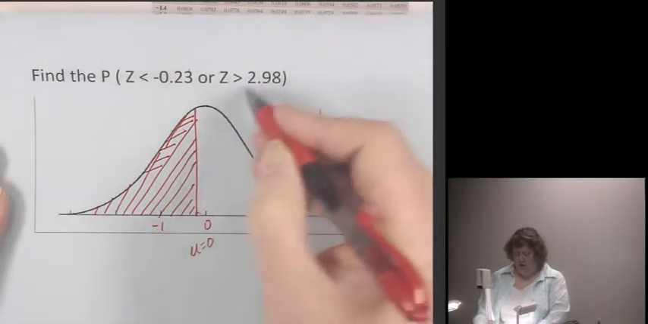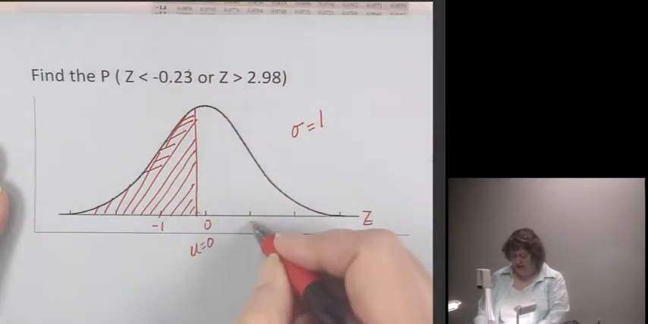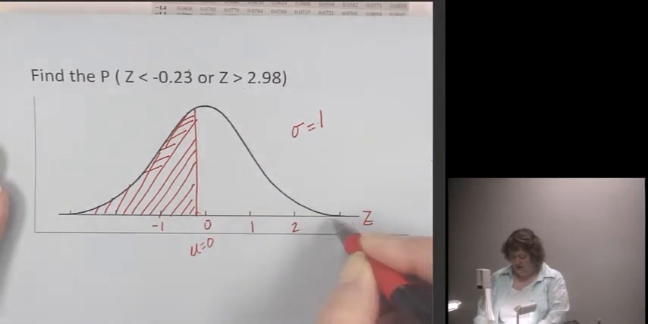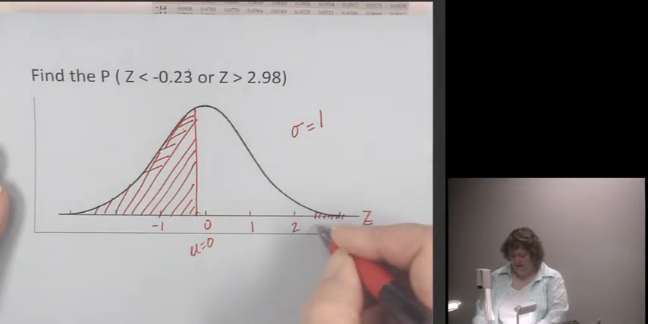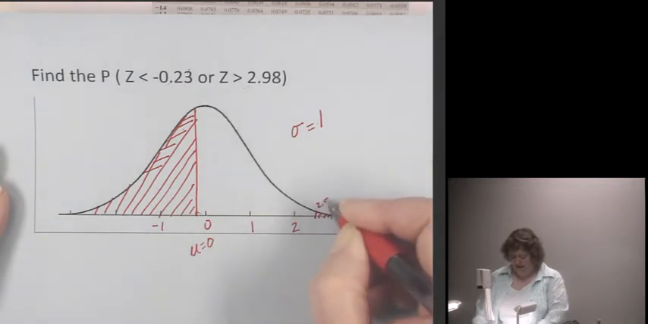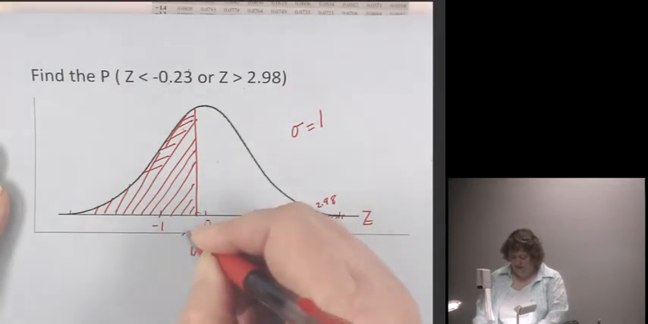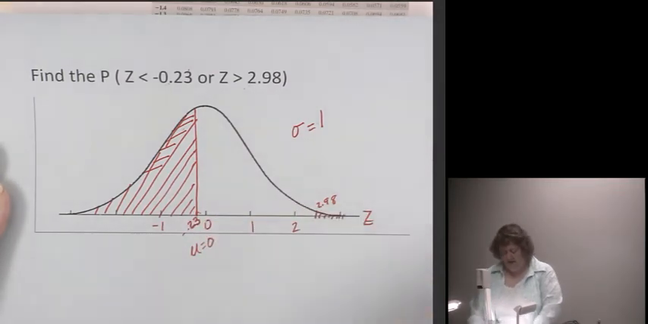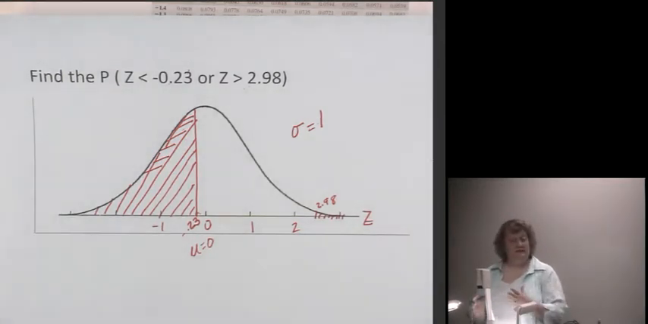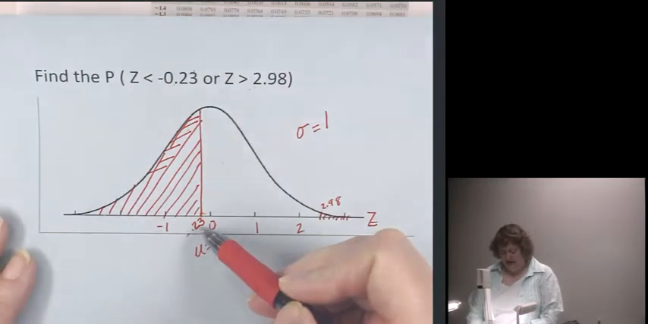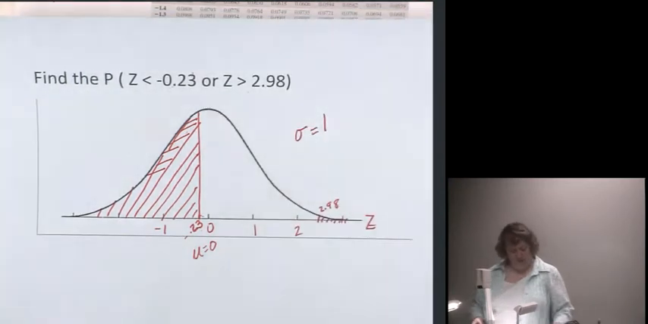here, or greater than 2.98. So greater than 2.98 would be this little tail right there. We call that 2.98, and this mark right here negative 0.23. That means we need to look up both of these numbers. But notice this one is not a between, so we're not going to subtract these numbers from each other.